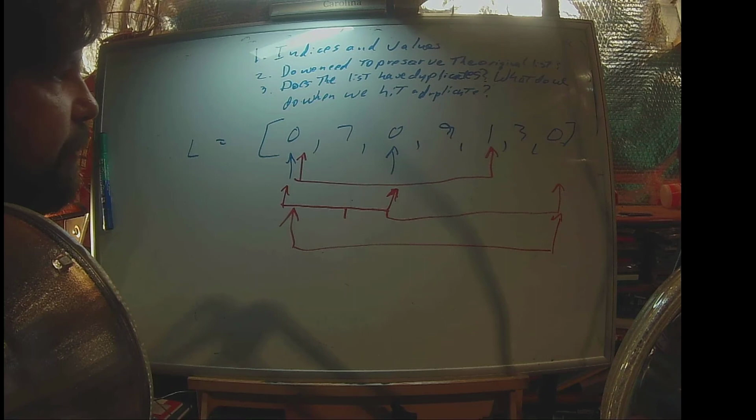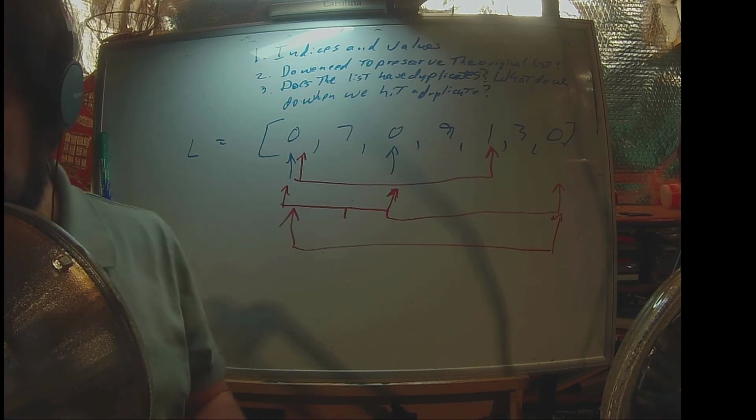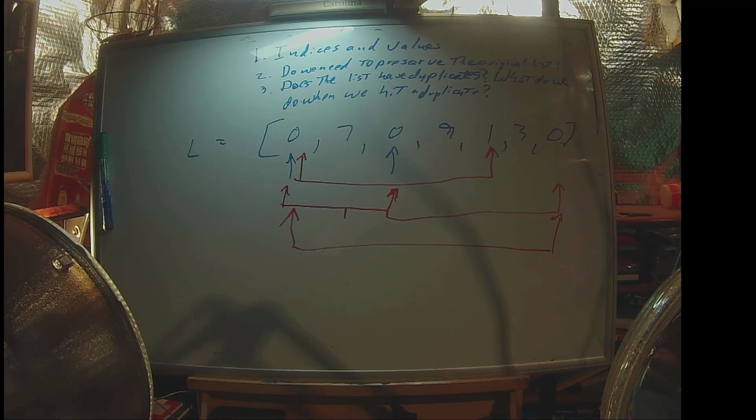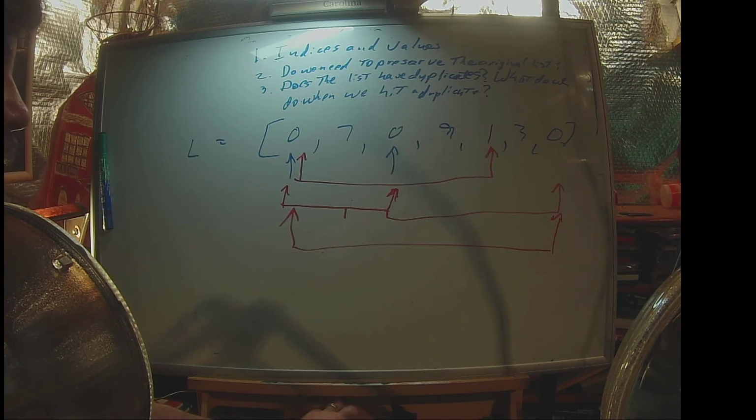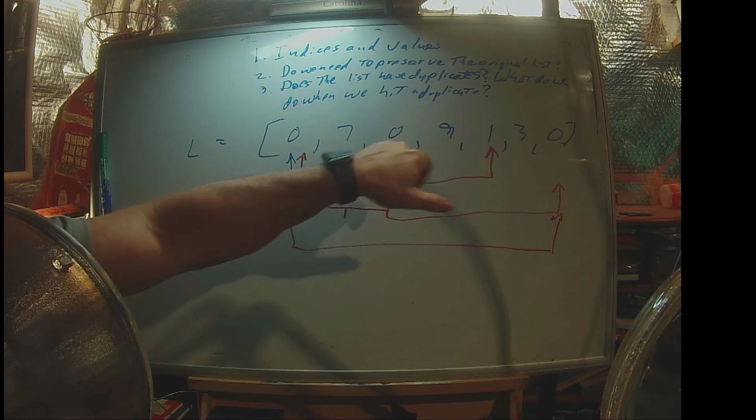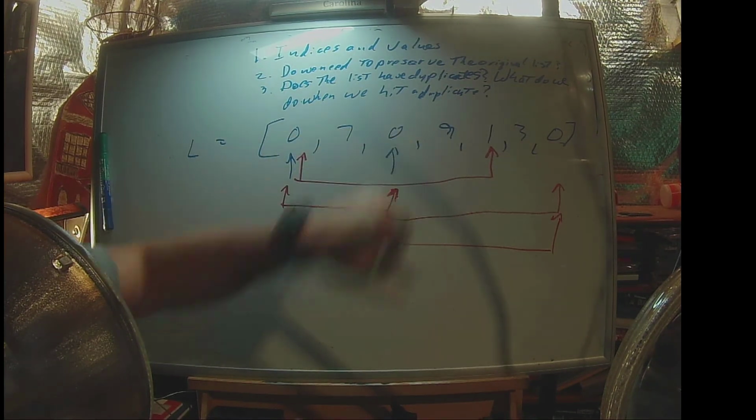I'm going to make this simple. We're not going to worry about duplicates. We're going to assume that the list has no duplicates. The reason for that will become obvious in just a few minutes. And we're going to assume that, well, if there are duplicates, we want this and this.